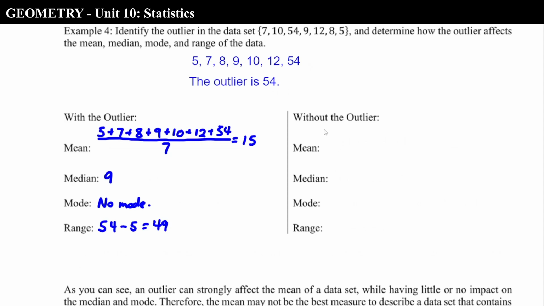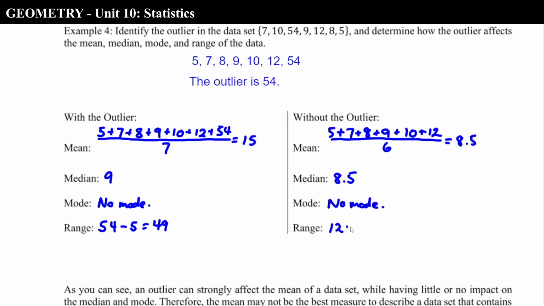Now without the outlier, we're going to do our same mean, but we're going to leave out the 54. We're going to leave out our outlier. So here we have 6 pieces of data, and our mean is now 8.5. The median is also 8.5 because now we divide our data here. We've got 8 and 9, so halfway between 8 and 9 is 8.5. Again, we have no mode because we don't have anything repeated. And the range is now going to be 12 minus 5, which is going to be 7.